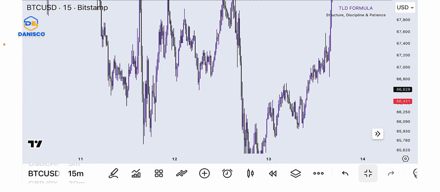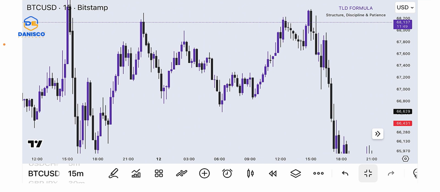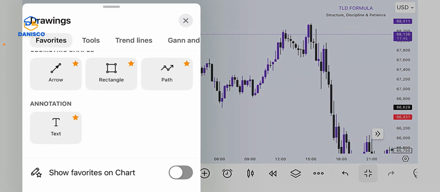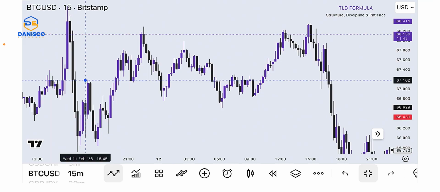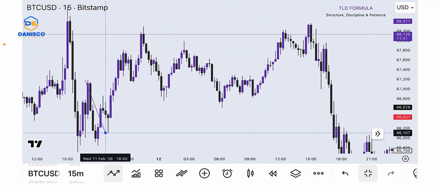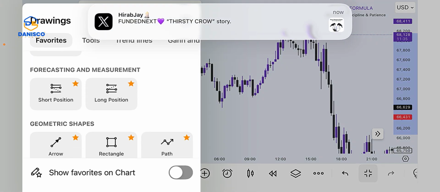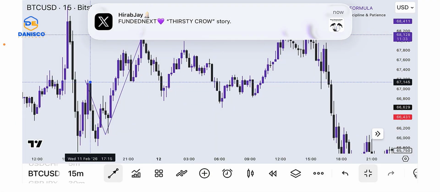All right, now look at this point. If you look at this point, what can you see? I think you can see that we have a break of structure at this point. We have a break of structure to the upside. So here we have one break of structure at this point. Look at it. We have only one break of structure here.